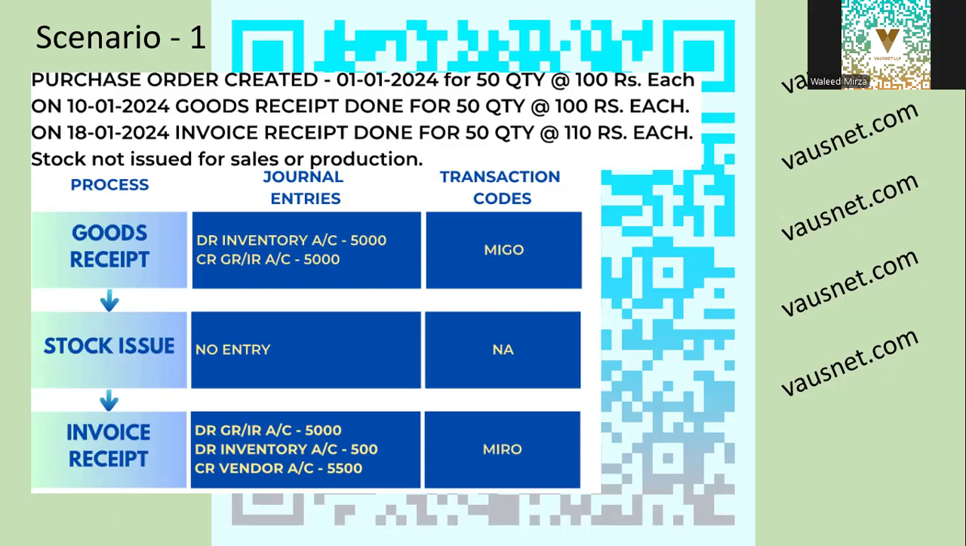Okay. When the invoice is received, that same GRIR account is knocked off with a debit. Inventory account is 500 debit. Okay. 500 because of 110 at goods receipt. So inventory account is getting debited 500 and vendor account is credited by 5,500.